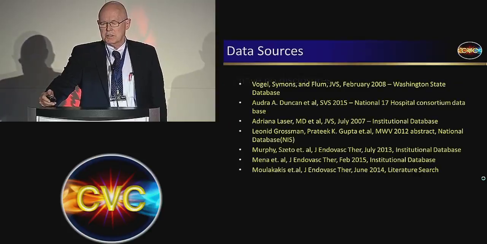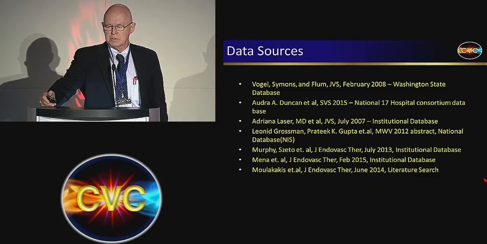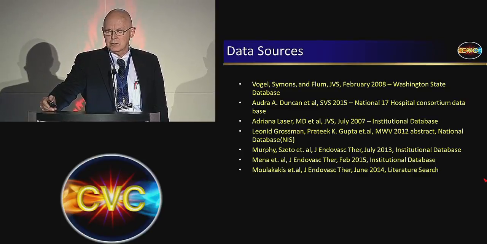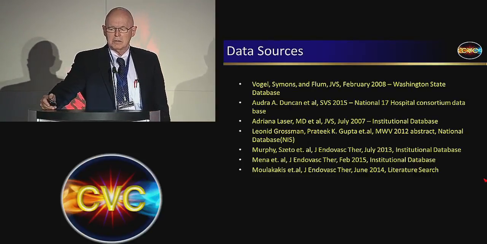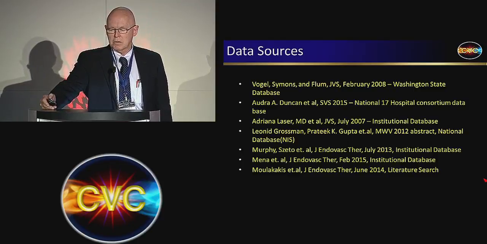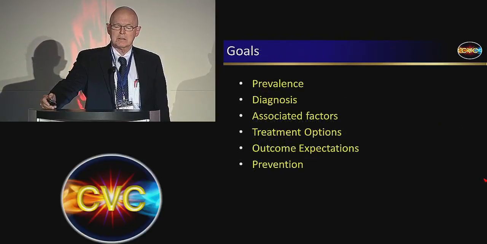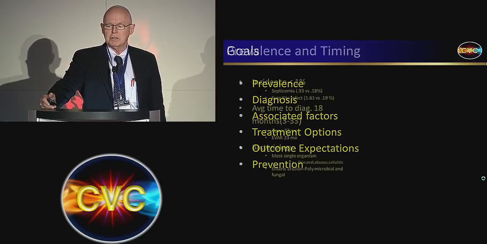I have no disclosures. The data sources for this talk come from a statewide database, Washington State, the National 17 Hospital Consortium database, institutional databases, and the National Inpatient Sampling Database. So a lot of national samples, a lot of large data sets to look at this problem. The goals of this talk are to talk about prevalence, diagnosis, associated factors, treatment options, outcome expectations, and perhaps prevention.